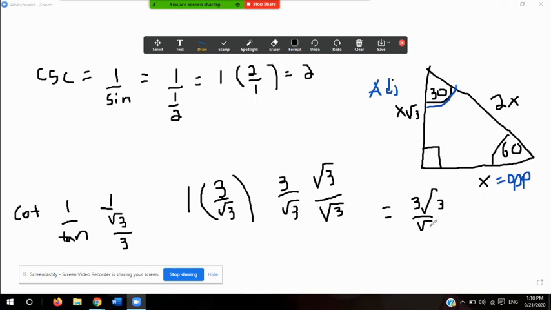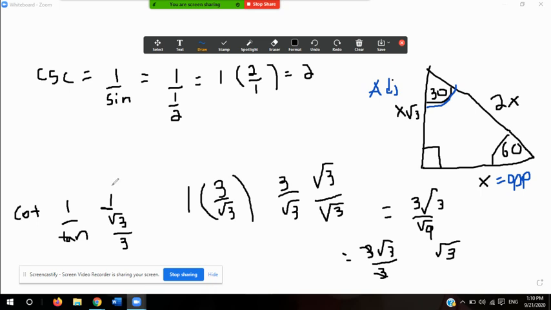So this is the square root of 9. And this would lead to 3 times the square root of 3 over 3. And what's going to happen here is that I can just basically divide 3 by 3, or cancel the 3's out, which is basically the same thing. And that would leave me with the square root of 3. So the cotangent of 30 degrees is actually the square root of 3.